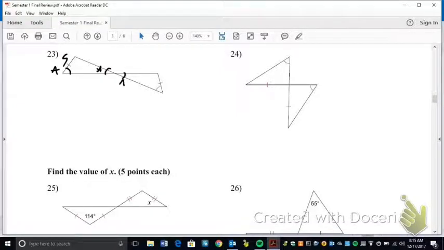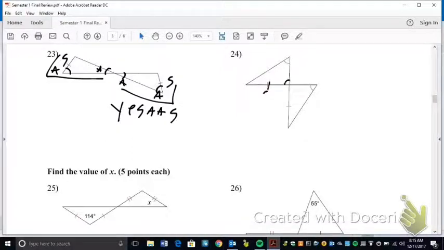Angle, side, angle, angle, angle, side. Now we look. Is that side in between the two angles? No, it is not. So we say yes by angle, angle, side. Same thing here. See how that side is not in between the two congruent angles. So we also say yes by angle, angle, side.